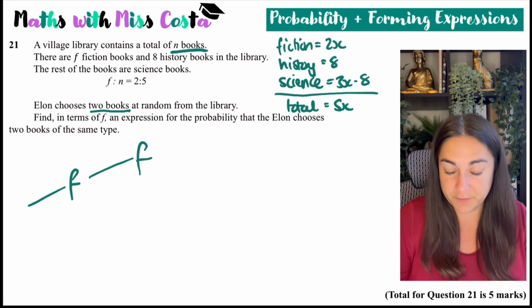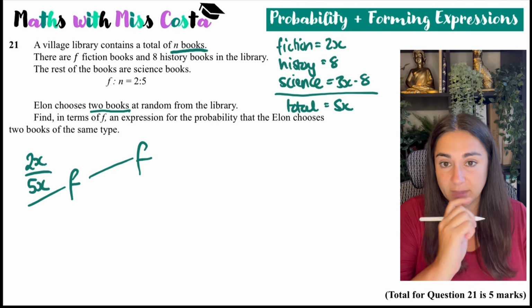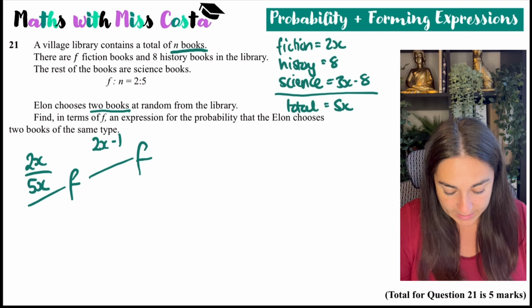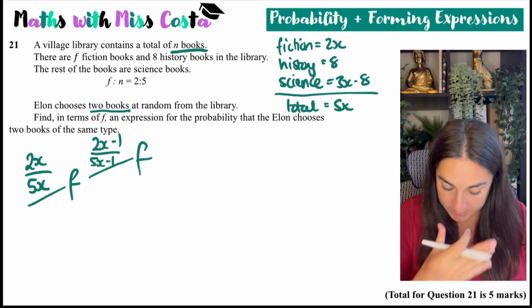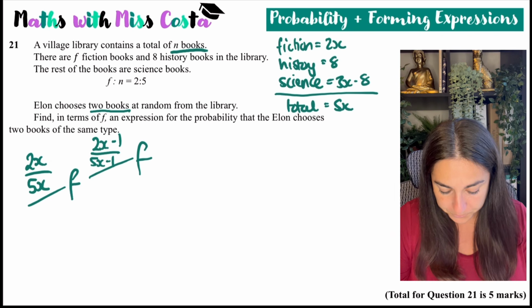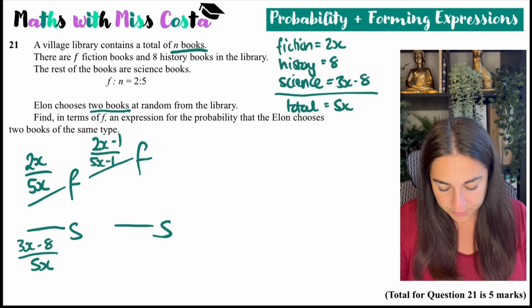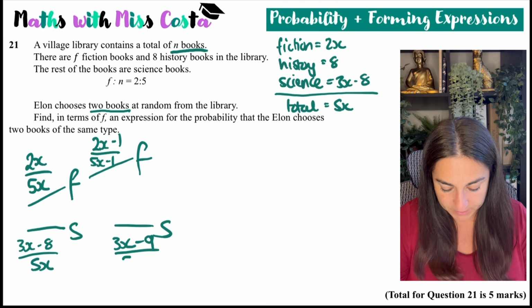So probability of getting a fiction book would be 2x over a total of 5x. But if I've already taken a fiction book, it's going to then be 2x minus 1 out of 5x minus 1 because the book has been taken. So to take 2 fiction books, that's what I do. You've also got 2 science books. So that expression would be 3x minus 8 over 5x, and then 3x minus 8 minus 1 is going to be minus 9 over 5x minus 1.